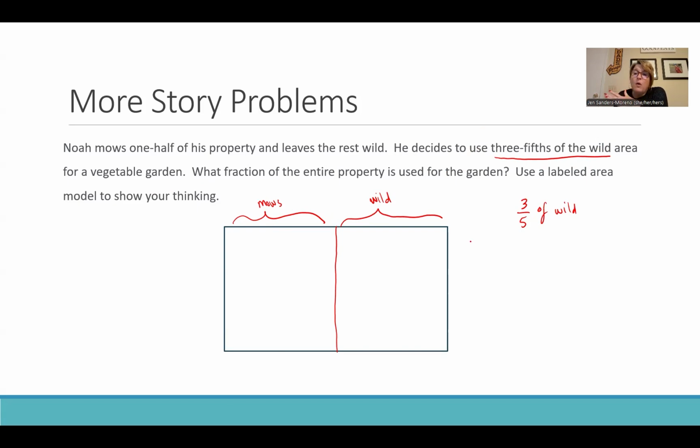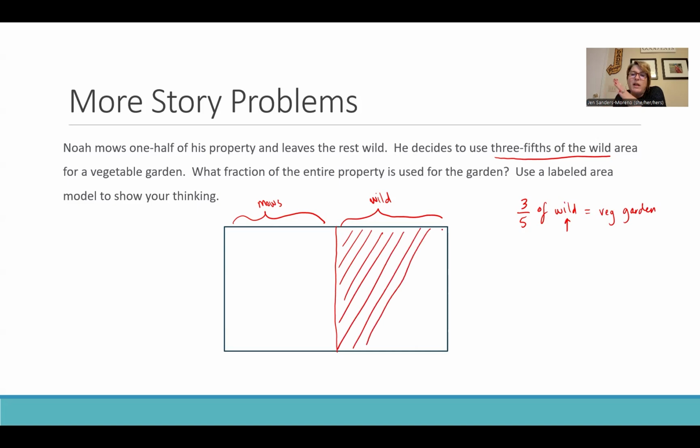Okay. So I want to find 3/5 of the wild. This is going to be our vegetable garden. Wild got upgraded, so that's the side we're going to shade. Now, some students might freak out like, what? We've been shading on the left side and now you're shading on the right. Yeah, it's fine. If they're freaked out by it, we can flip it. Okay. But we're going to work with it the way I've drawn it and see how it goes.